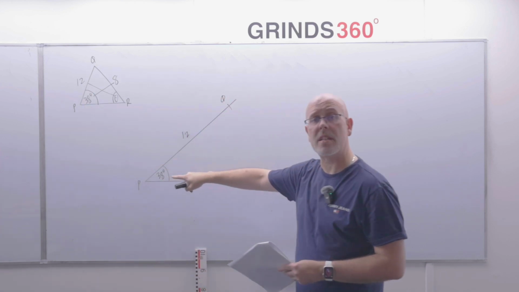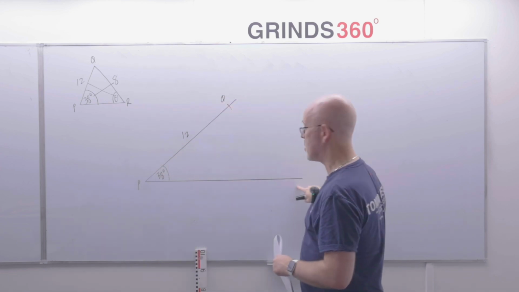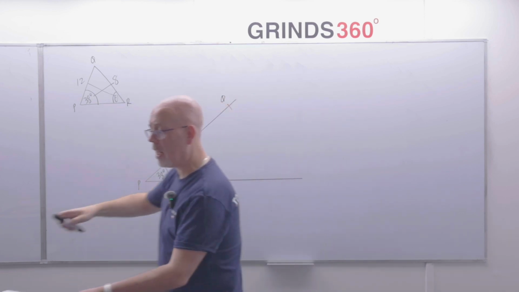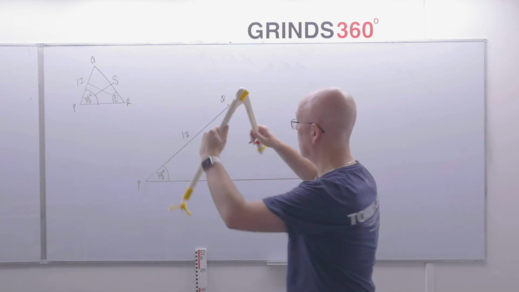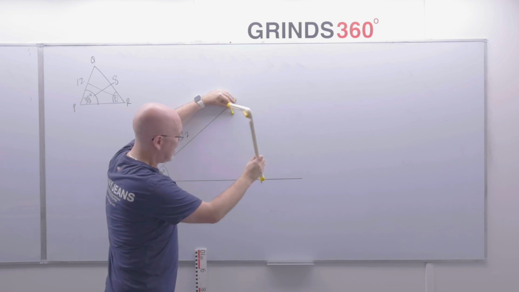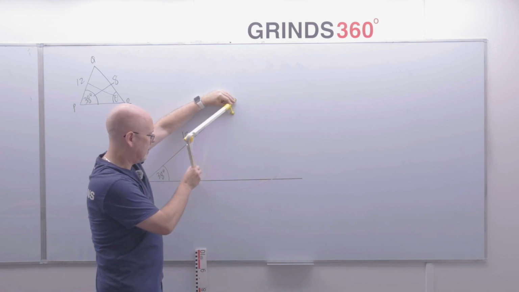So I've got the points P and Q. I just have to find R, which is somewhere down here on this base, and it's 8 centimeters away from Q. So I'm setting my compass to 8 centimeters, putting the point of my compass on Q, and from there I'm just going to sweep it around.